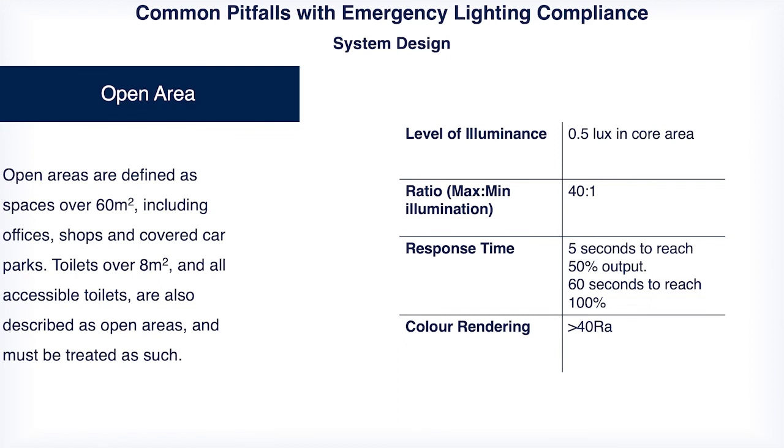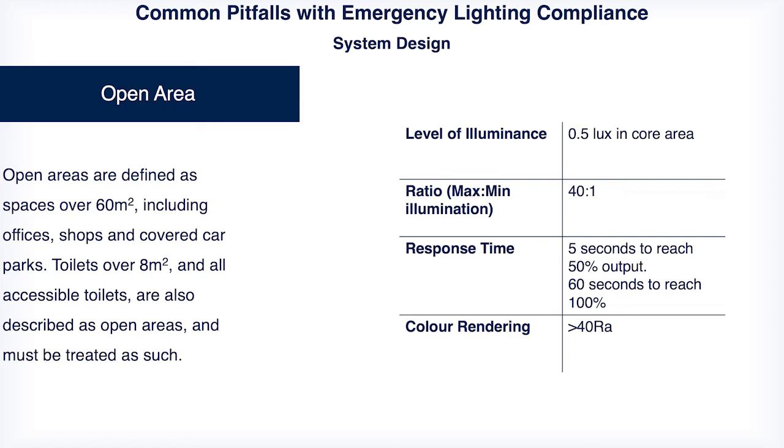Let's move on to open areas. Sometimes open areas are referred to as anti-panic lighting, and it's there to reduce panic and get the safe movement of occupants to an escape route. This is achieved by, again, the right visual conditions and direction finding. The first criterion that we think about with open areas is usually spaces over 60 square meters. But again, practice encourages people to comply with toilets over 8 square meters or all accessible disabled toilets.